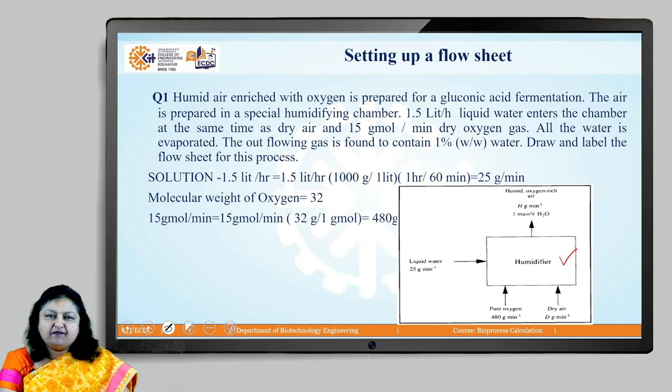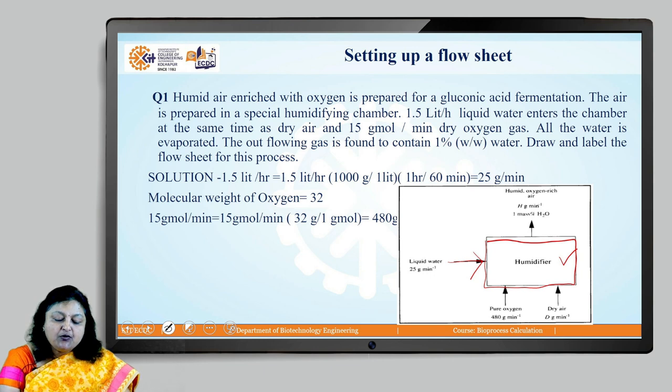We need to understand the problem first. We have to draw this flow sheet. First we have to show this humidifier, then identify the inputs and outputs from this process, and after identifying, we need to select the set of units for that. Now the input is liquid water given to the system. Its volumetric flow rate is given. It is 1.5 liter per hour.